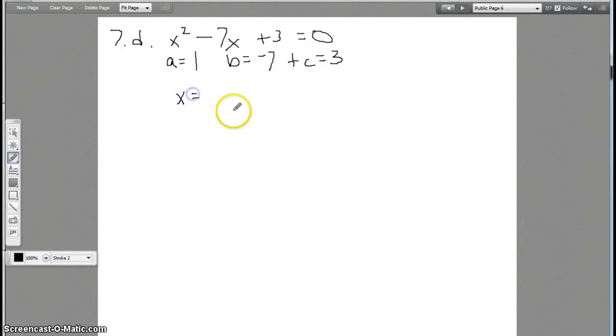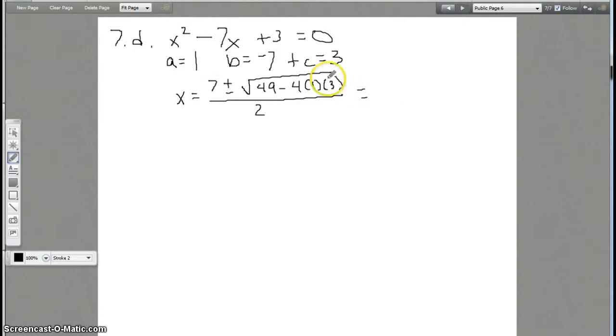So x is equal to -b. The negative of -7 is +7, plus or minus the square root of b squared. The square of -7 is 49, minus 4 times our a times our c, all over 2a. Since our a is 1, 2a is 2.